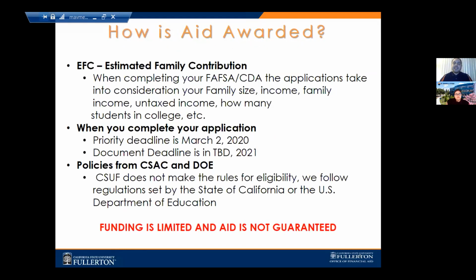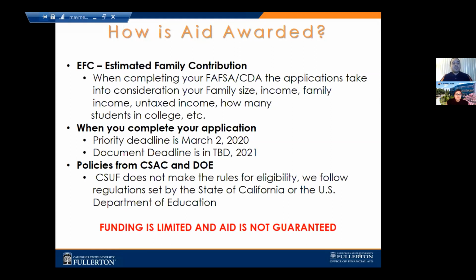Now, how it's financially awarded? The first thing we look at is what we call the estimated family contribution. In short, it's a number that is derived from all the information that you submit on the FAFSA or Dream Act application. So when you're inputting all of your family size, your income, your family household, assets, and all that information into the application, there is a number that is given to you at the very end, a dollar figure. That dollar figure is your estimated family contribution.